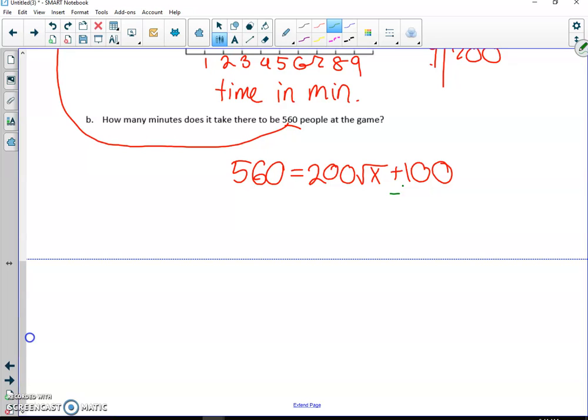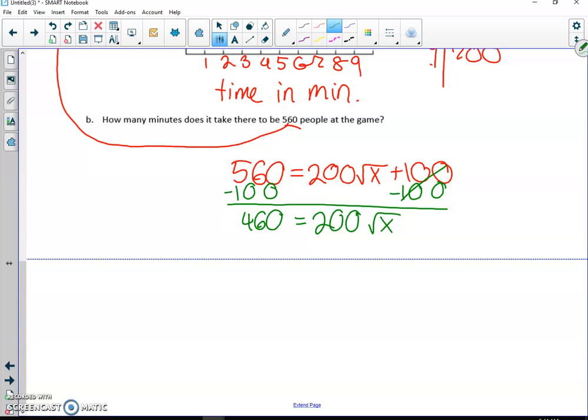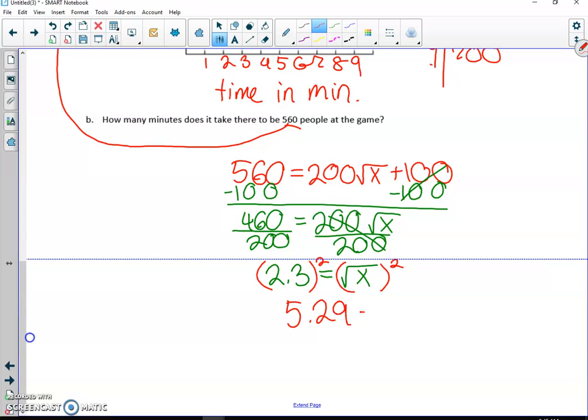So the way you solve it, we're trying to get the square root by itself, so we got to subtract this over. So that is 460 equals 200 square root x. Okay, so then remember when there's a number multiplied in the front, we got to divide it to the other side. Okay, so let me type that in really quick. 460 divided by 200 is 2.3. Okay, and then the last, to solve for x, we just square both sides, right? So let me square that in my calculator, and that's 5.29 equals x.